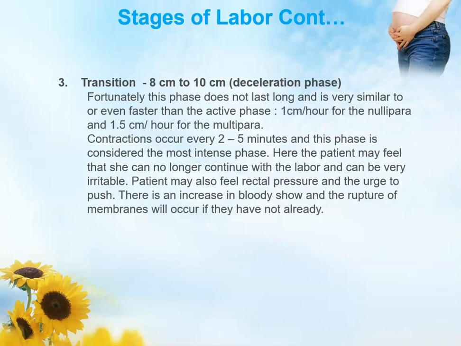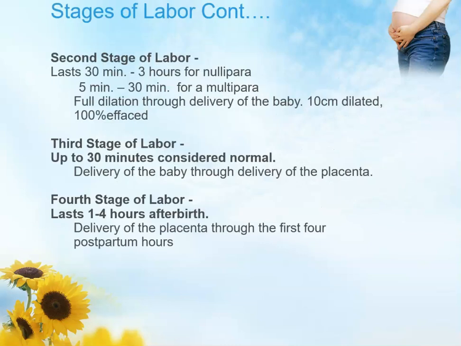stage 1 is from being closed to going all the way to 10 centimeters, okay? The second stage of labor is from full dilation through the actual delivery of the baby. Okay, so they go from fully dilated to the delivery of the baby. That's the whole second stage. This lasts 30 minutes to 3 hours for a nullipara. Again, this is somebody who's never delivered before. 5 minutes to 30 minutes for a multipara.